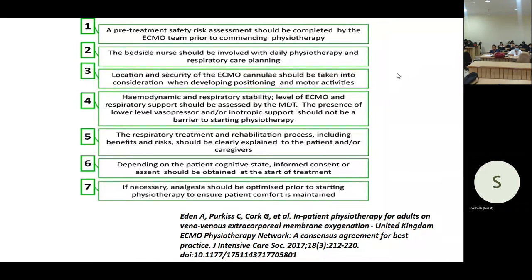So after considering all the hemodynamic and respiratory stability, in the respiratory treatment, the positioning of the patient, postural drainage, then chest physiotherapy, suctioning, and then the rehab process, which includes passive movements. If a patient is deeply sedated, then it includes passive movements and positioning. If a patient is mild to moderately sedated, then depending on the patient's sedation level and cognitive state, informed consent or assent should be obtained at the start of treatment, as I explained, and pain management is very important to ensure the patient is comfortable. Any questions till now?